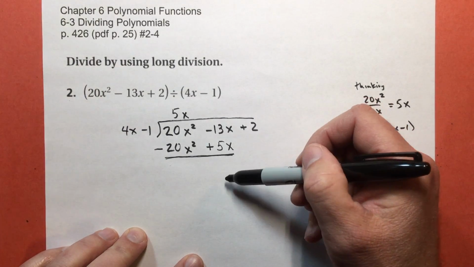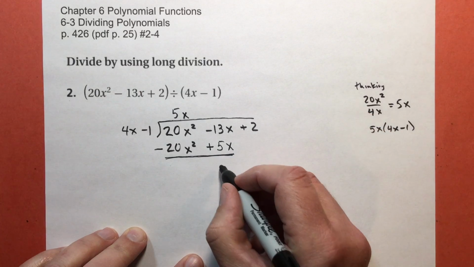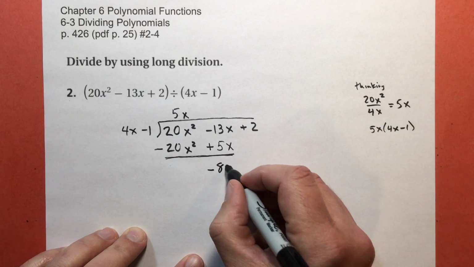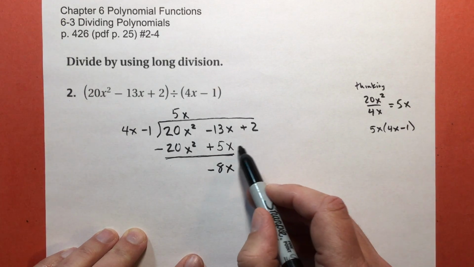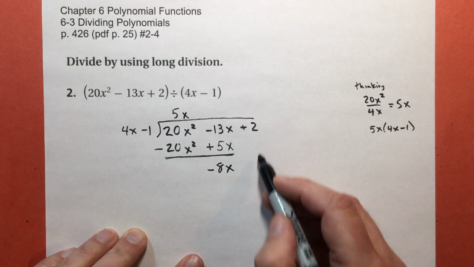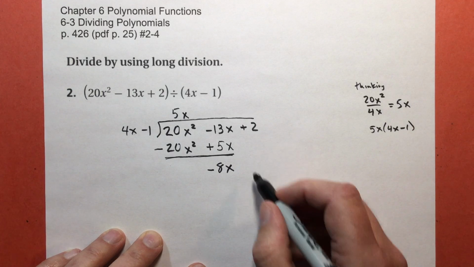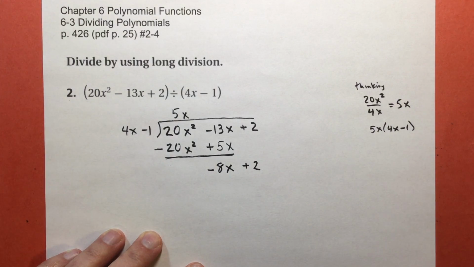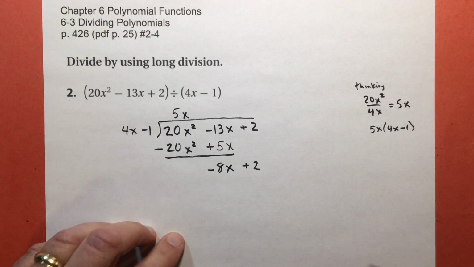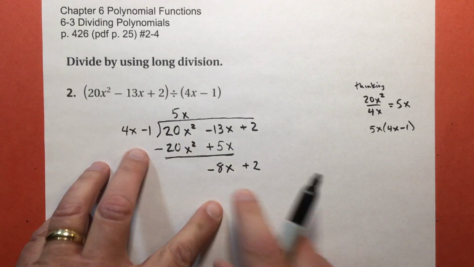Now I'm going to add my x column. Negative 13 plus 5 is negative 8x. Don't forget that I actually have a plus 0 here, so when I add my constant column, 2 plus 0 is going to be 2. Like I said, sometimes we say bring it down. All right, cool. So now I got the 4x and the negative 8x.